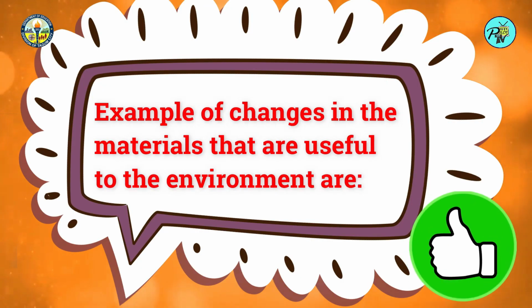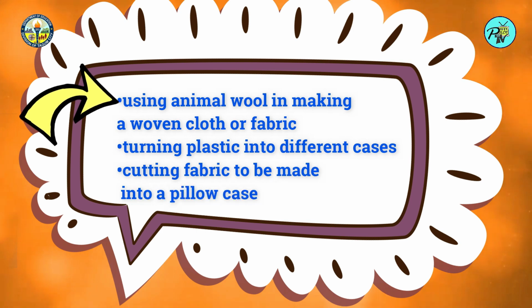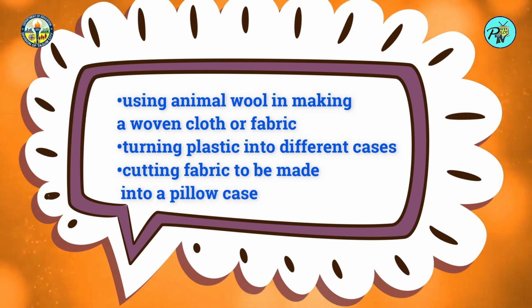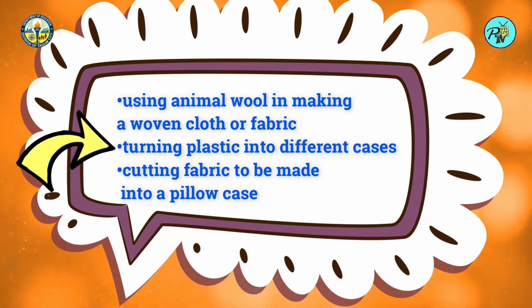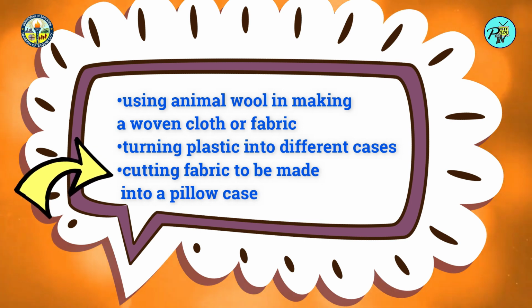Examples of changes in the materials that are useful to the environment are: first, using animal wool in making a woven cloth or fabric. Turning plastic into different cases. Cutting fabric to be made into a pillowcase.